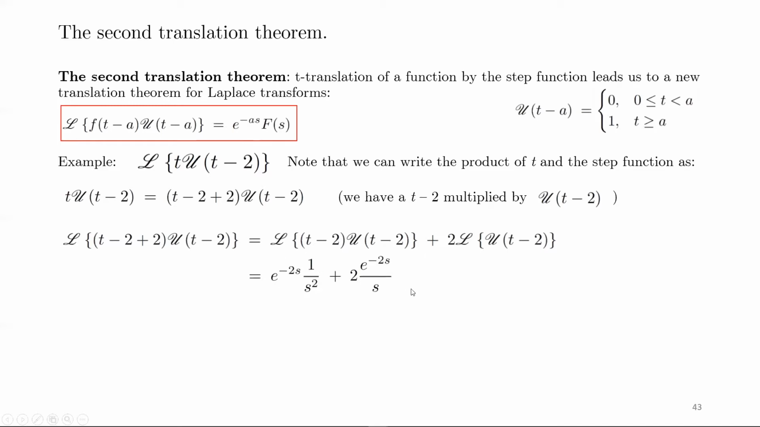Notice that the second term, even though it doesn't look like it, is actually also in the same form for the second translation theorem, because 2 is a constant. So if I evaluate 2 at t minus a, it's still equal to 2 because it's a constant. And the Laplace transform of 2 is just 2 over s. So I quite simply get 2 divided by s times e to the minus 2s. And I can pull out the common factor of e to the minus 2s.